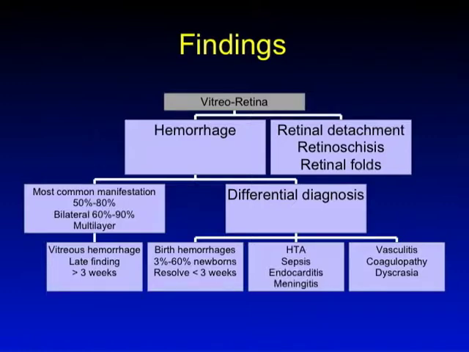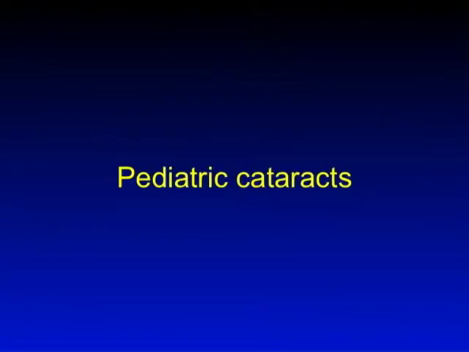Vitreous hemorrhages actually are much later findings. Other findings commonly seen in patients with trauma are retinoschisis, retinal folds, and of course retinal detachment. You don't see that in birth trauma. Lens disorders, so pediatric cataracts.